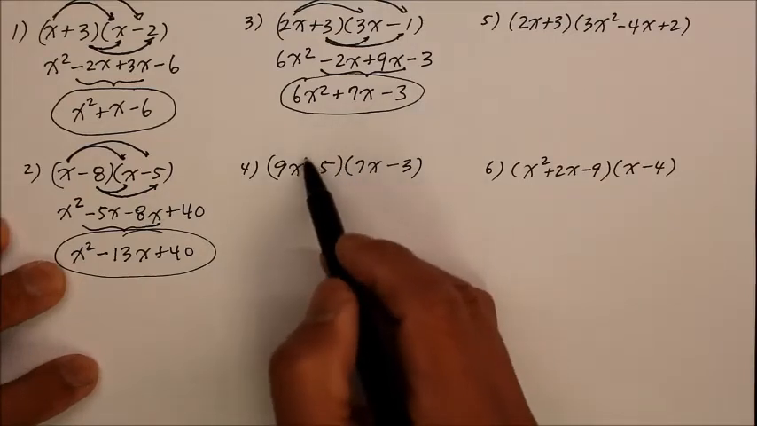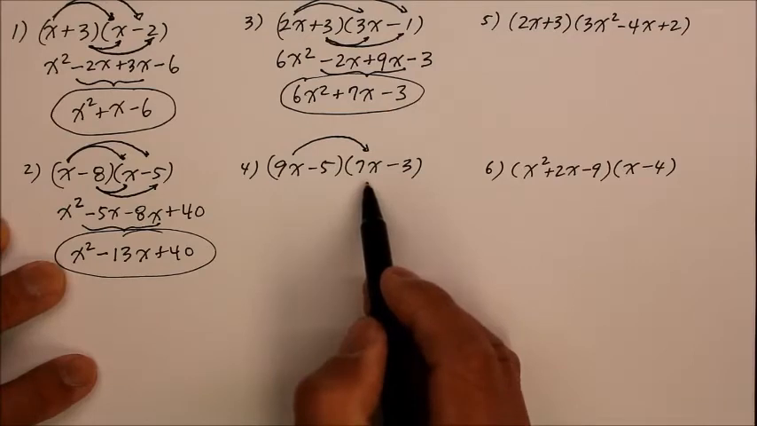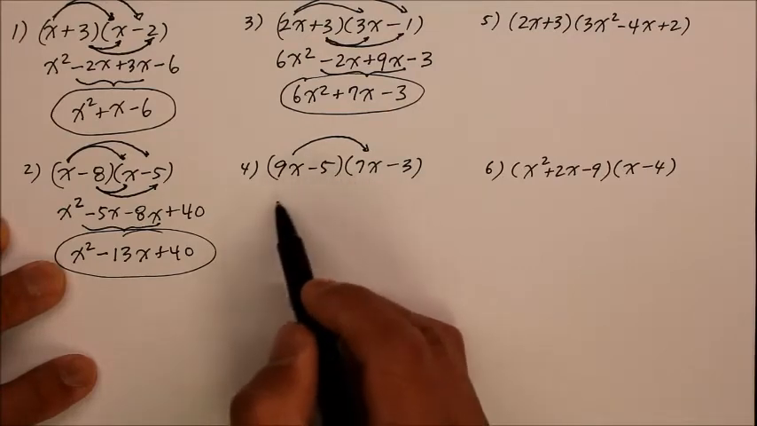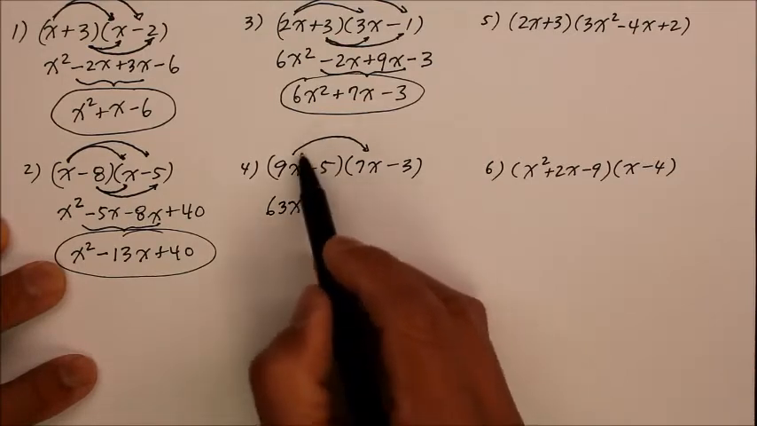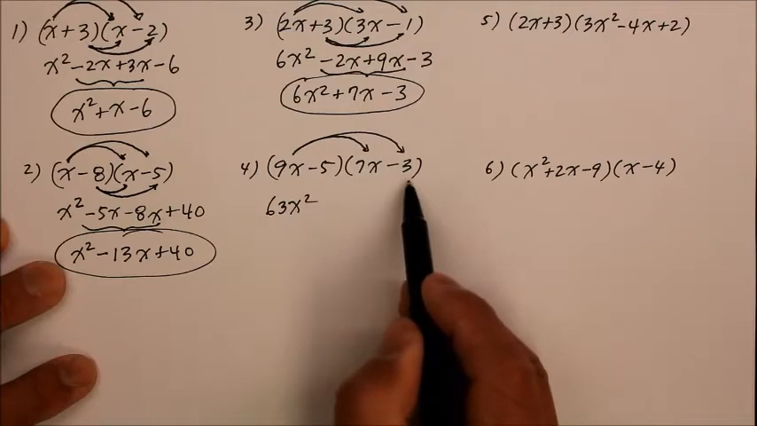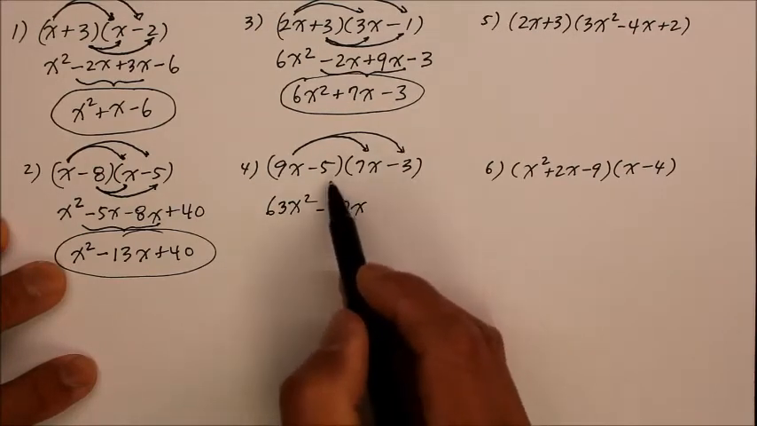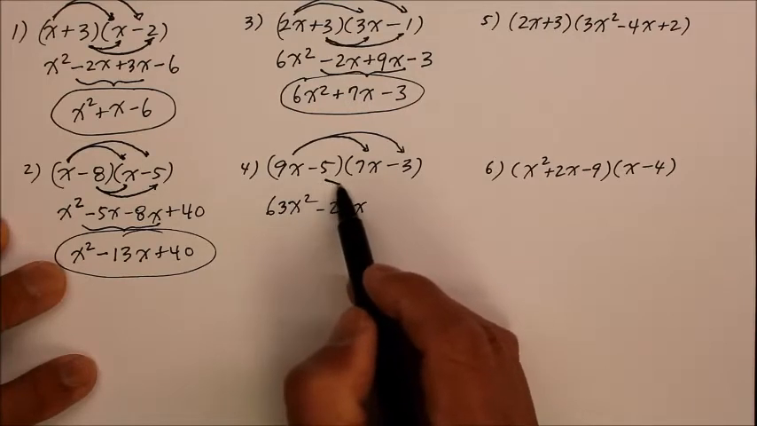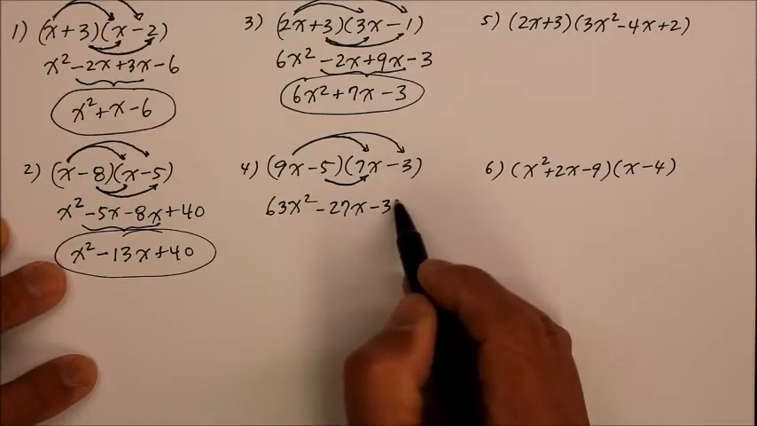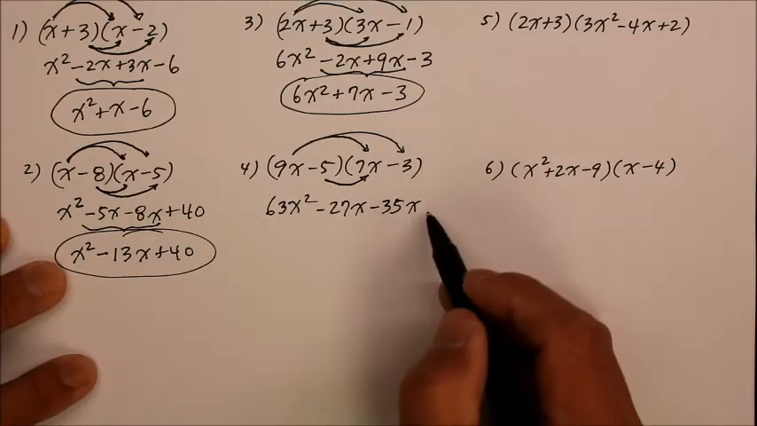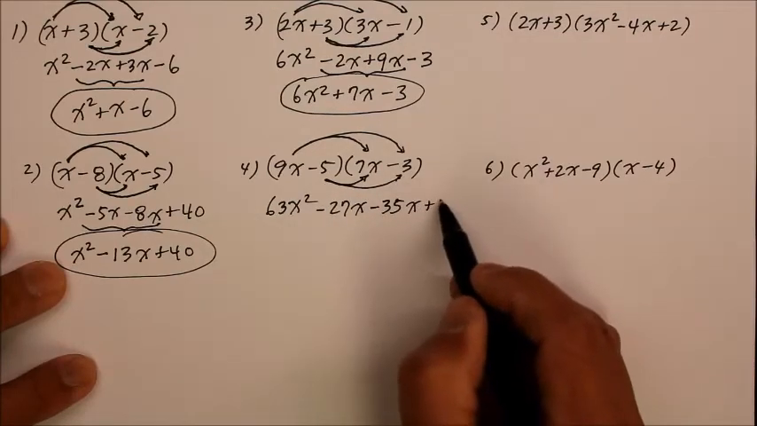Okay, so now, first flight attendant takes care of the first passenger. 9 times 7 coefficients give you 63. X times x is x squared. 9x times the second passenger, -3 is -27x. Now the second flight attendant, his shift is up. So -5 times 7x is -35x. And -5 times -3 is positive 15.